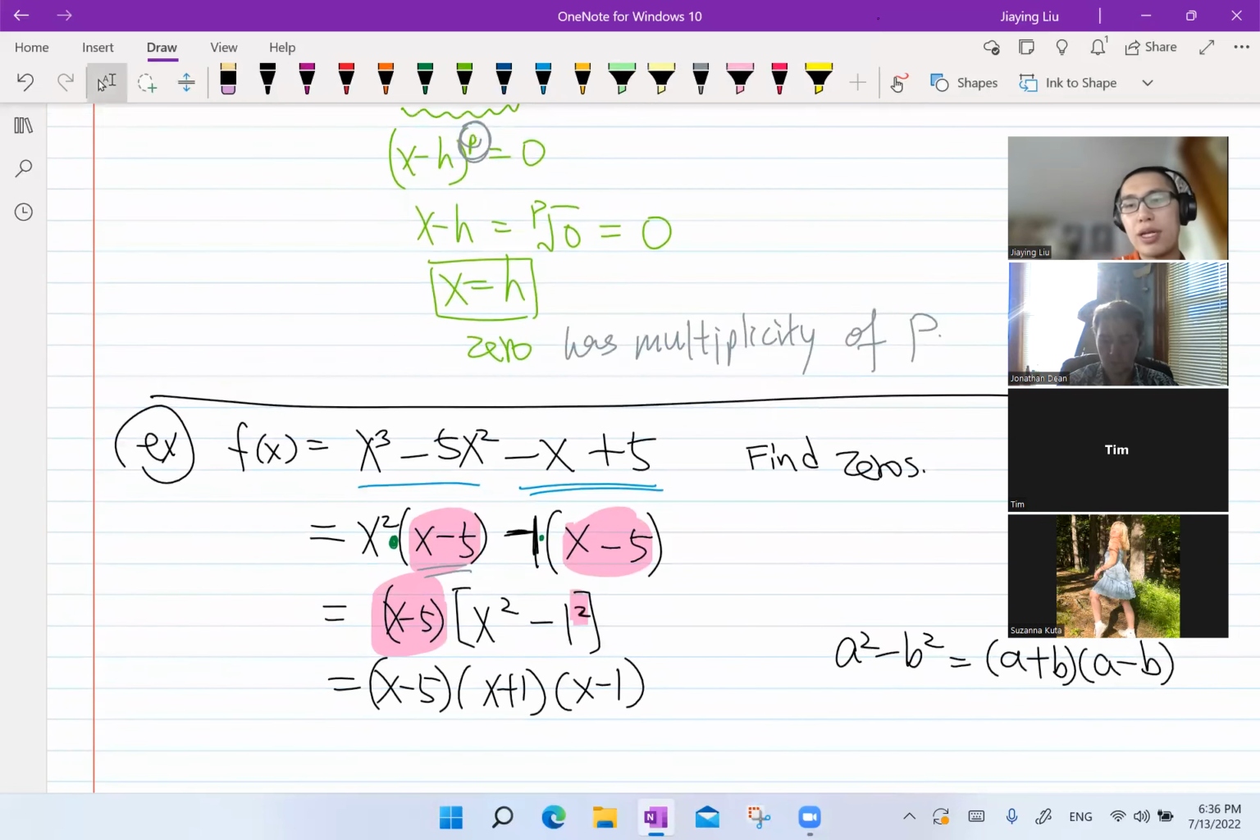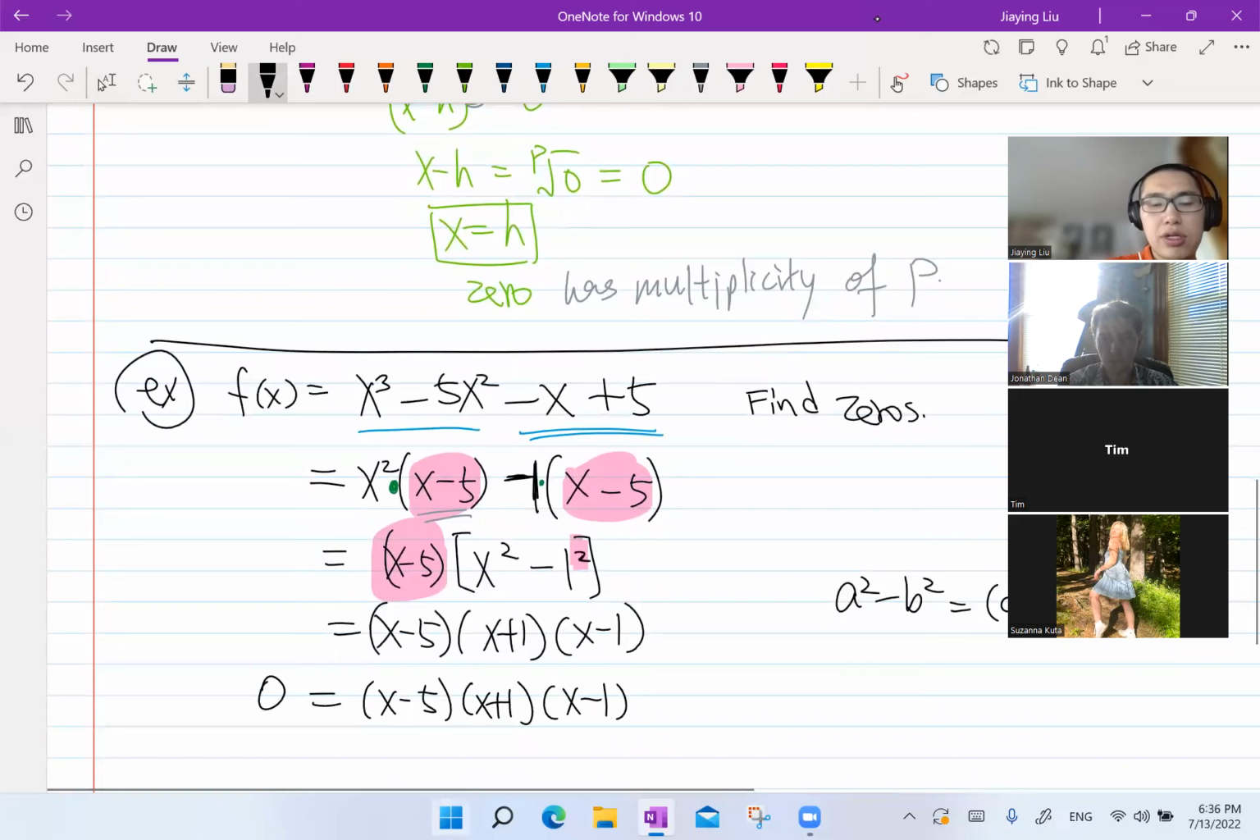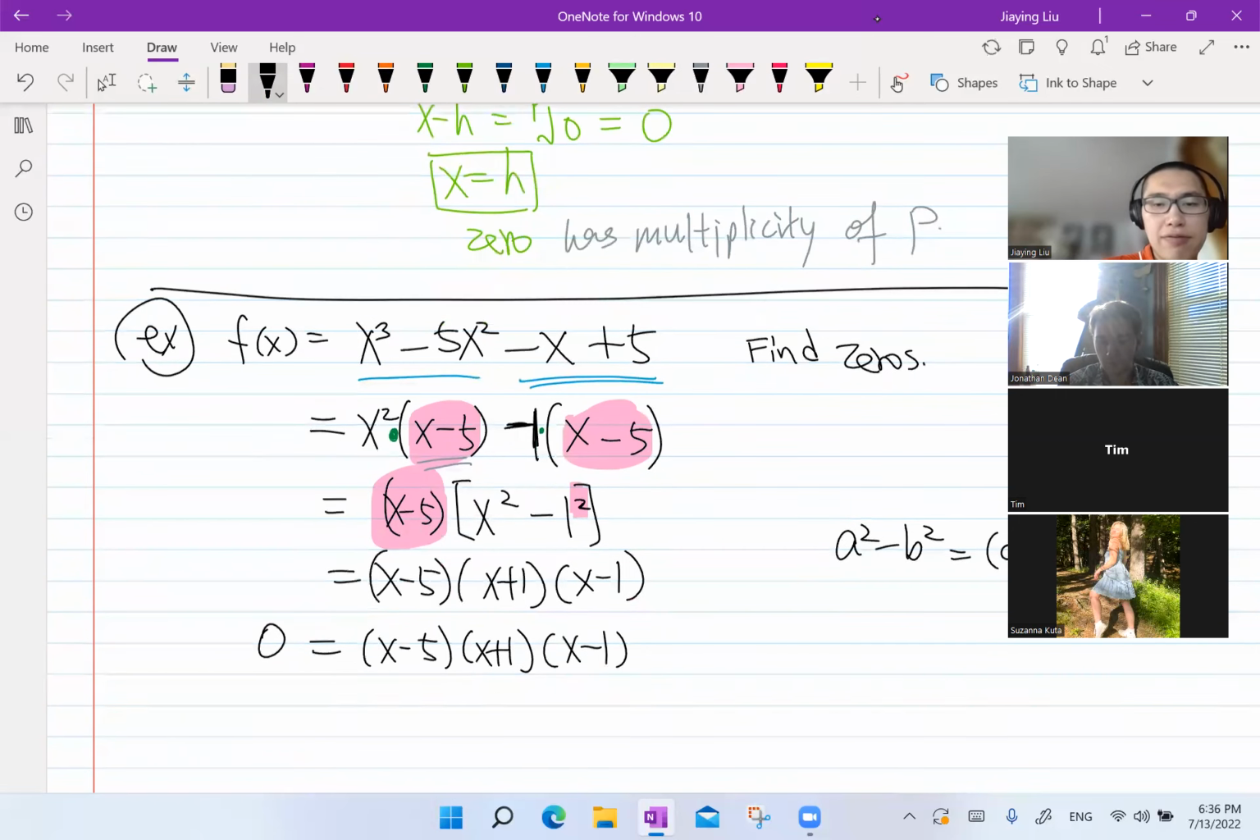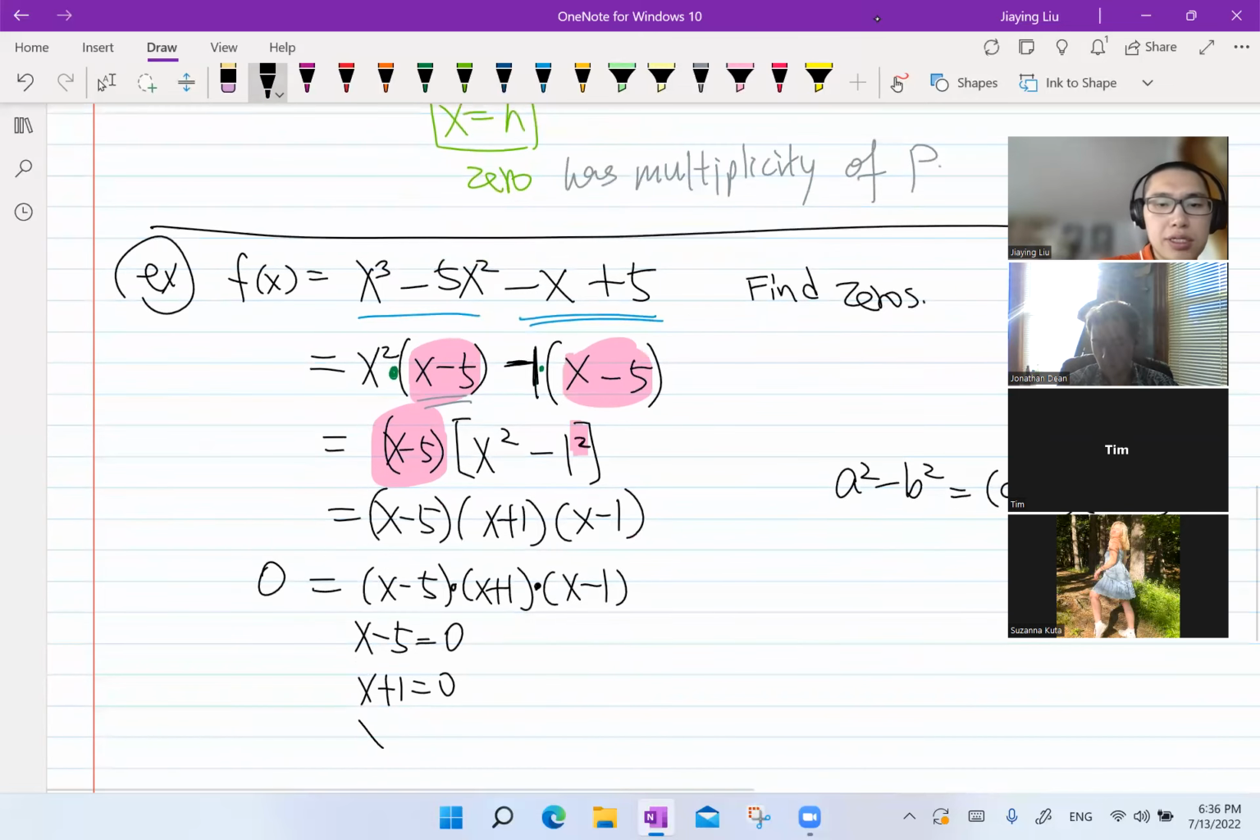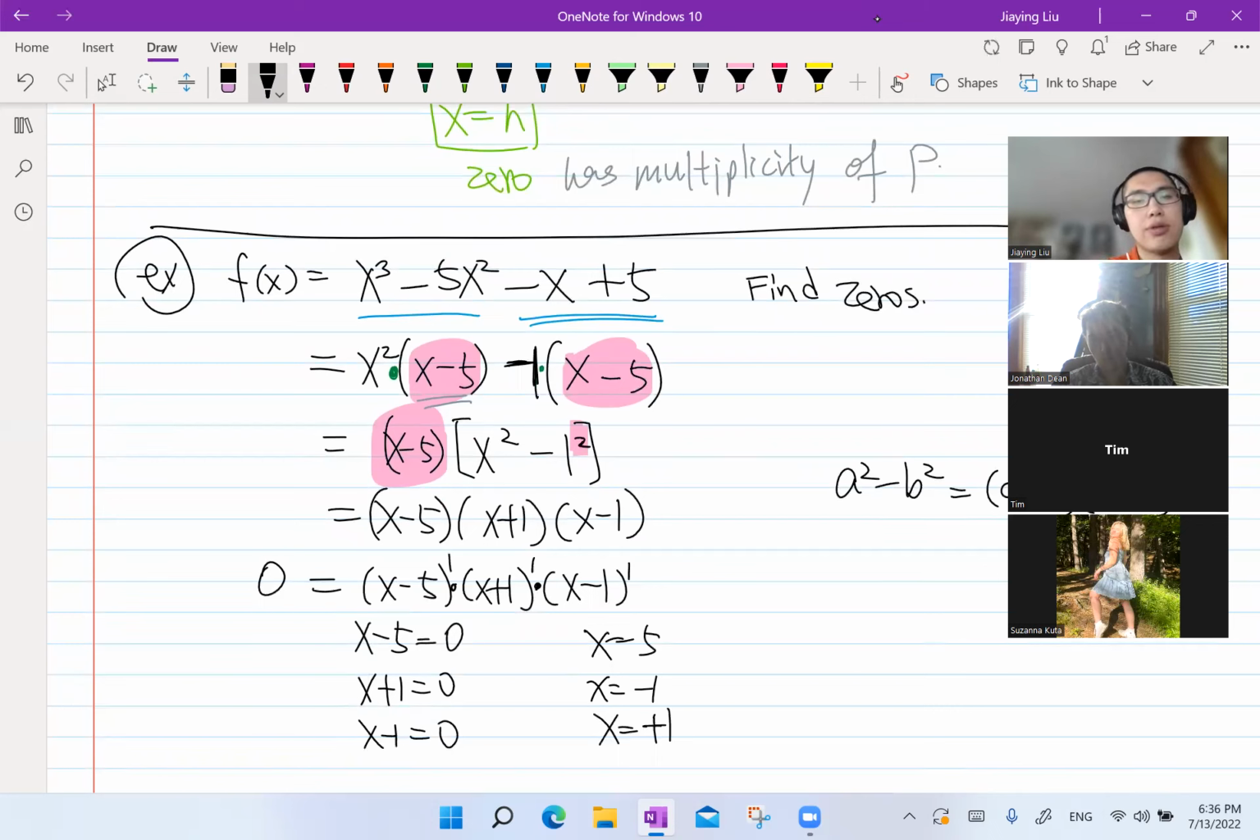So now we have completely factored every term. We can set this equal to 0: 0 equals x minus 5, x plus 1, x minus 1, and then we can solve for x by setting every factor equal to 0. So x minus 5 could be 0, x plus 1 could be 0, x minus 1 could be 0. So we have x equals 5, x equals -1, x equals 1. As you can see, every factor has an exponent of 1, so the multiplicity of those zeros is just 1.